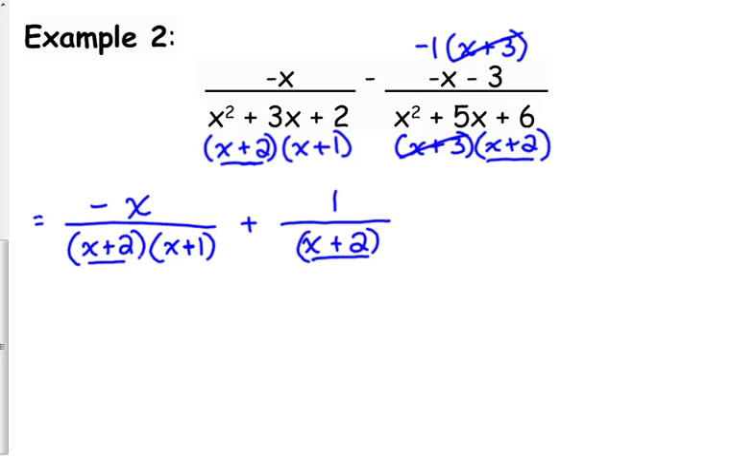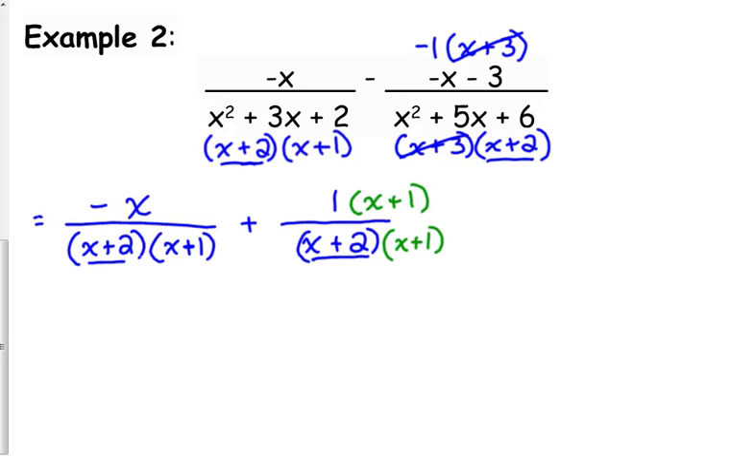The only thing that's missing in order to add these together is that this second rational expression does not have x plus 1 in its denominator. And we've got to multiply it, denominator and numerator, because technically, by doing that, we haven't changed this expression. We can just as easily go back and mark out the x plus 1s. So really, we've only multiplied by the number 1. It's just in a different form. Okay? X plus 1 over x plus 1 is equal to 1. So we haven't changed anything. We're just rewriting it so it works for us.